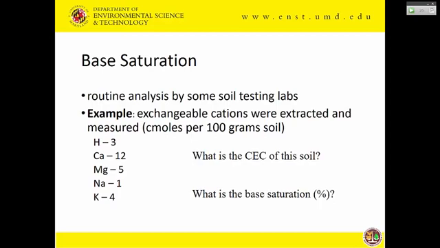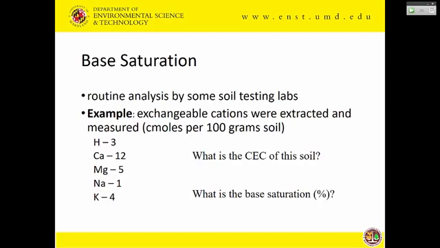Well, it's nothing more than the sum of the exchangeable cations expressed as centimoles per 100 grams. If the lab already reported it in this measure, then all you really need to do is add these up. Right? So it's 3 plus 12 plus 5 plus 1 plus 4. Can you figure out the base saturation from this? Sure. You look at the basic cations, the calcium, the magnesium, the potassium, and the sodium, divided by all the exchangeable cations, and you will, in fact, have the base saturation.